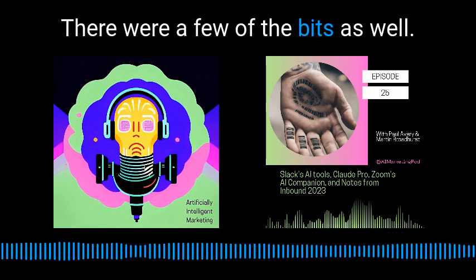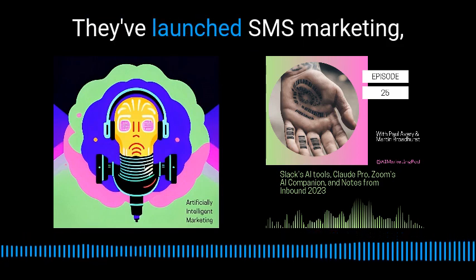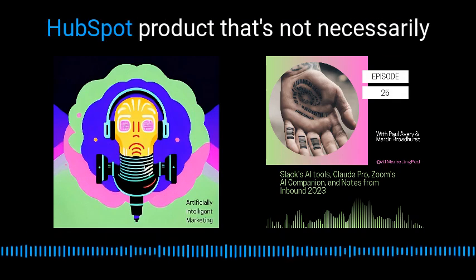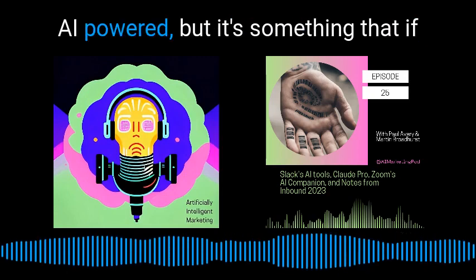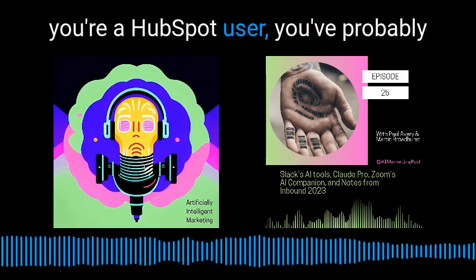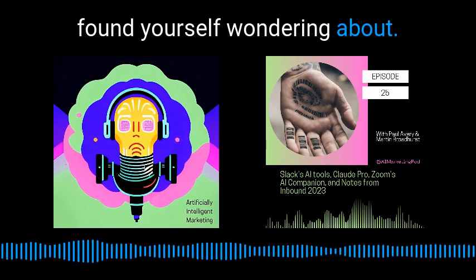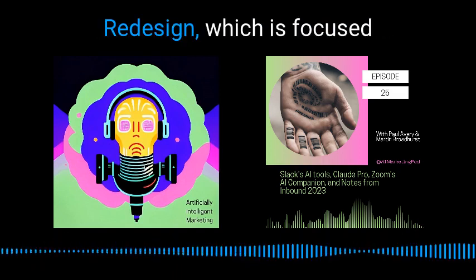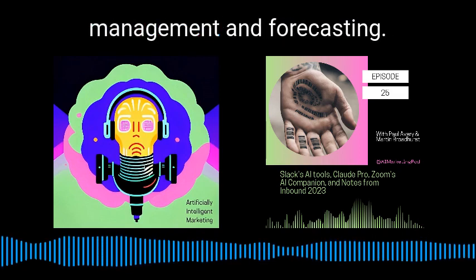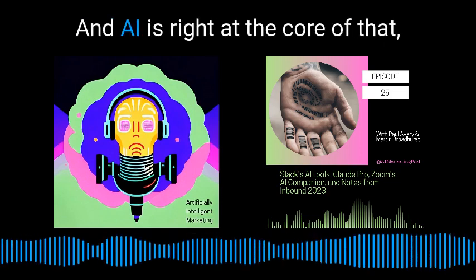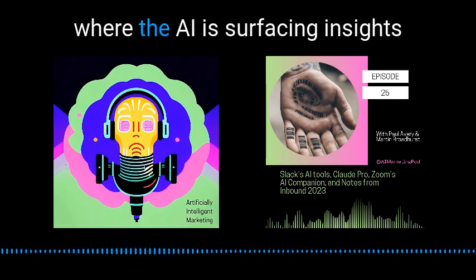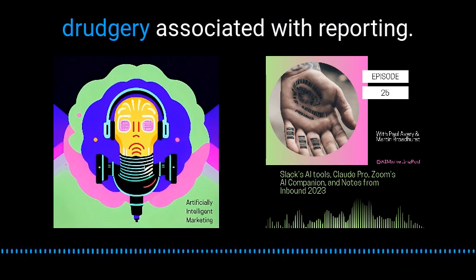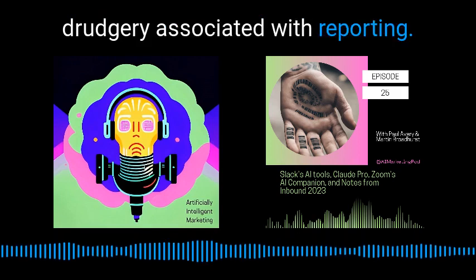There were a few other bits as well worth noting. They launched SMS marketing, which is finally now baked into the HubSpot product. That's not necessarily AI powered, but it's something that if you're a HubSpot user, you've probably found yourself wondering about. On the sales side, the Sales Hub tools have had a complete redesign, which is focused more on prospecting, deal management, and forecasting. And AI is right at the core of that, where the AI is surfacing insights and trying to automate some of the drudgery associated with reporting.